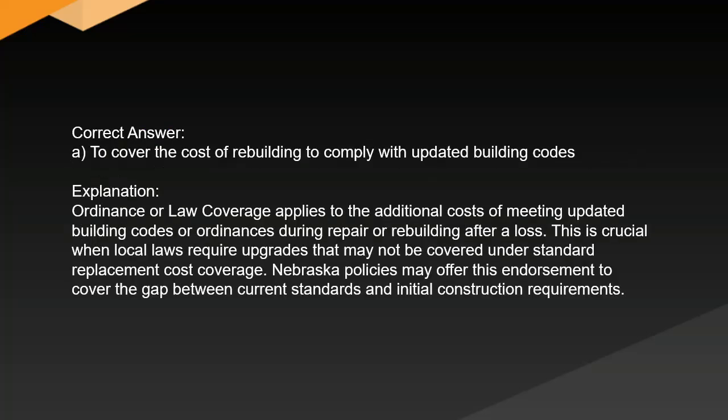Correct answer. A. To cover the cost of rebuilding to comply with updated building codes. Explanation. Ordinance or law coverage applies to the additional costs of meeting updated building codes or ordinances during repair or rebuilding after a loss. This is crucial when local laws require upgrades that may not be covered under standard replacement cost coverage. Nebraska policies may offer this endorsement to cover the gap between current standards and initial construction requirements.